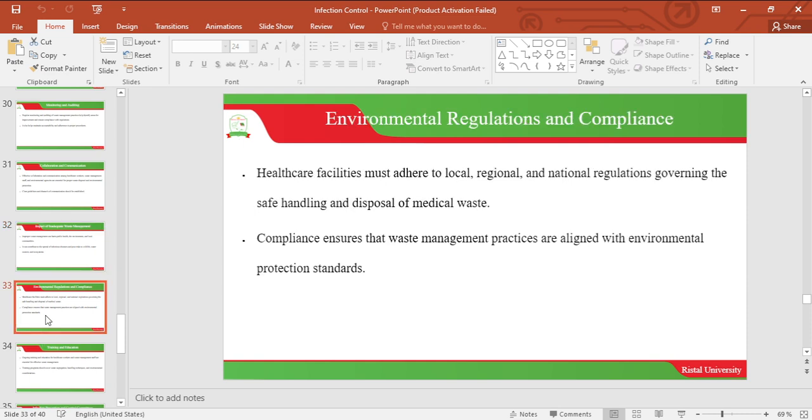Environmental regulations and compliance. Healthcare facilities must adhere to the local, regional, and national regulations governing the safe handling and disposal of medical waste. Compliance ensures that waste management practices are aligned with the environmental protection standards. So what do we mean here? It means that all healthcare providers and facilities must ensure that medical waste is disposed of in the right way and they should follow the guidelines.